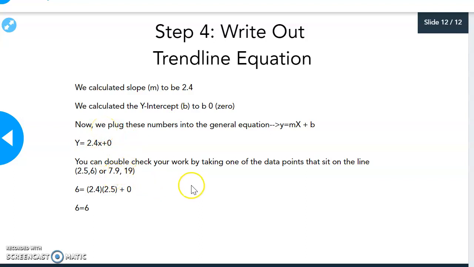You can always double check your work by taking one of the data points that's on the line and plugging it in. I chose to use the 2.5 and the 6 data point, and I plug those numbers into the equation. So y is 6, 2.4 is our slope, x is 2.5, plus 0, which is our y-intercept. 2.4 times 2.5 gives us 6, and we see that both sides equal the same number. It's a quick way to make sure that you have the correct calculation.